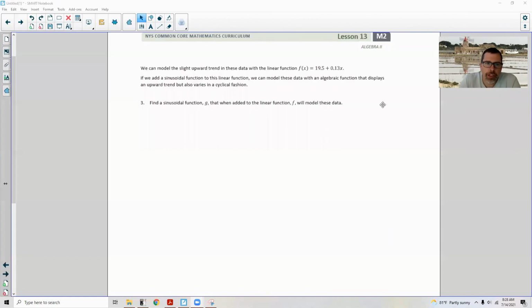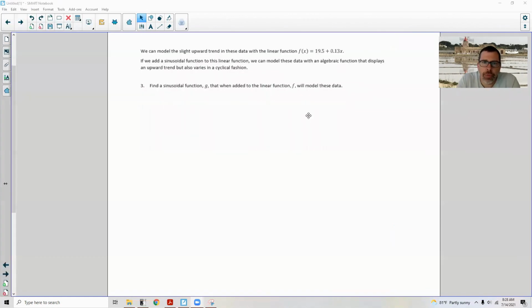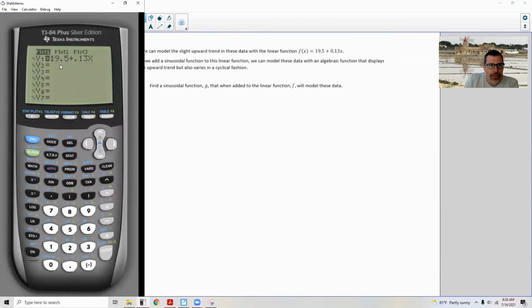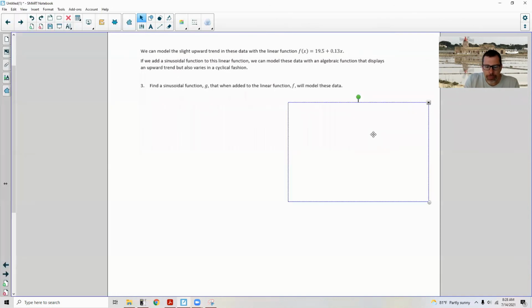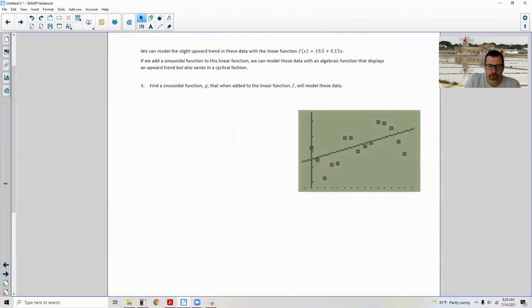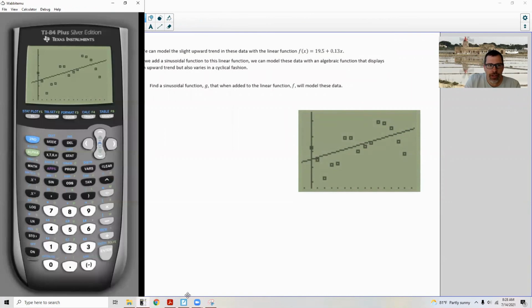All right, page 7 says we can model the slight upward trend in these data with a linear function f of x equals 19.5 plus 0.13x. So I open up my calculator and I put that in under y equals. So 19.5 plus 0.13x is right here. And then when I graphed it, I got this graph right here. So I copied it over to the screen here. So that's how that occurred. So here was our scatter plot. And then they gave us this linear function.